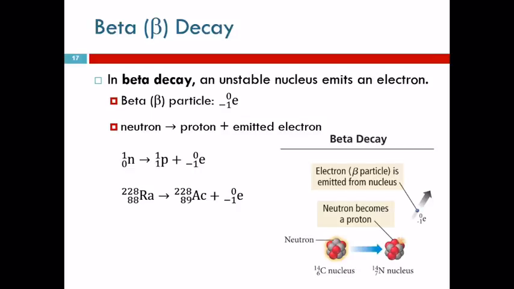Beta decay. So the beta particle has this symbol. That is an electron. How does a nucleus emit an electron? Does that bother anybody? Are there electrons in the nucleus? No. Well, it turns out that you can take a neutron apart into a proton and an electron. So what happens is a neutron turns into a proton and an electron gets kicked out. And that's why this has a -1, because we've lost.